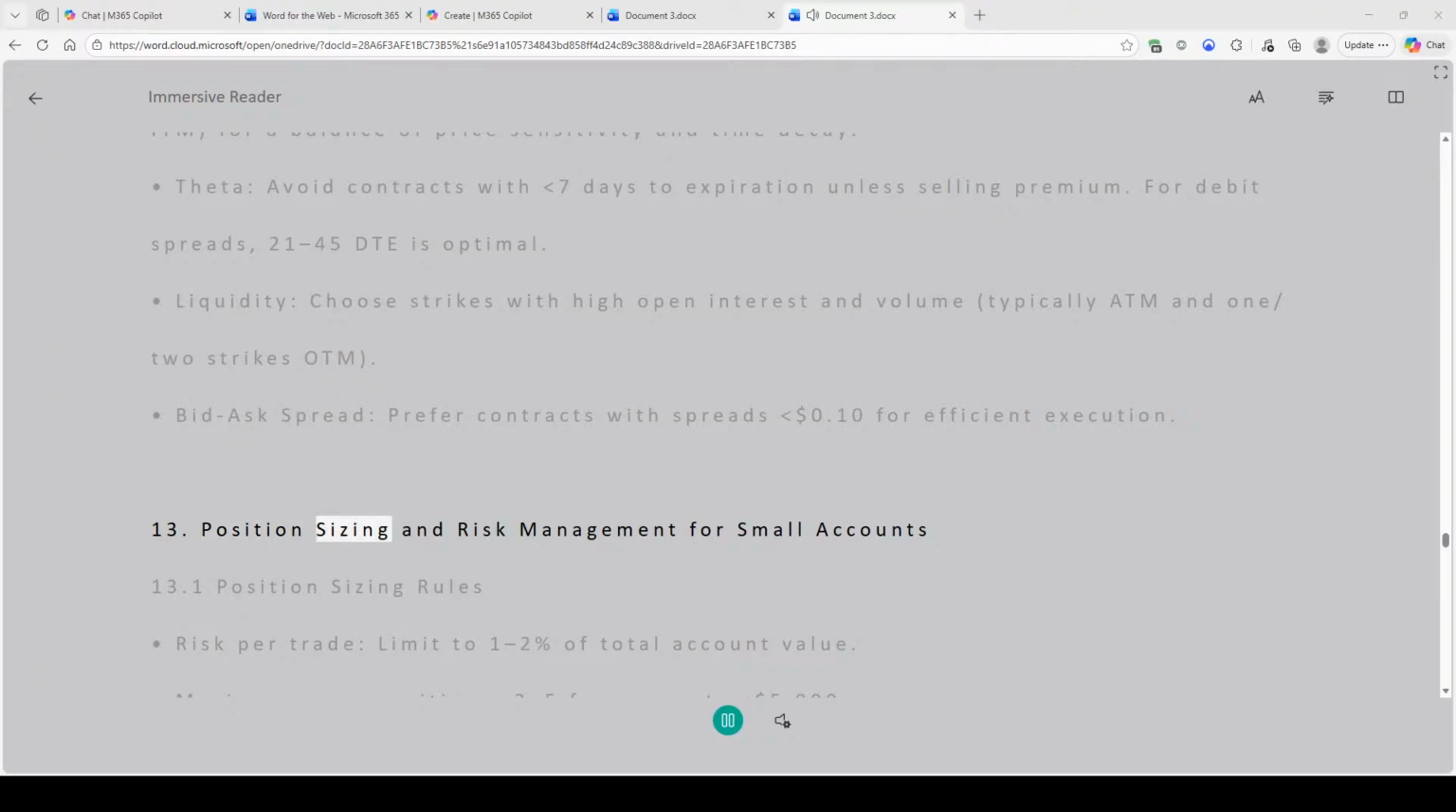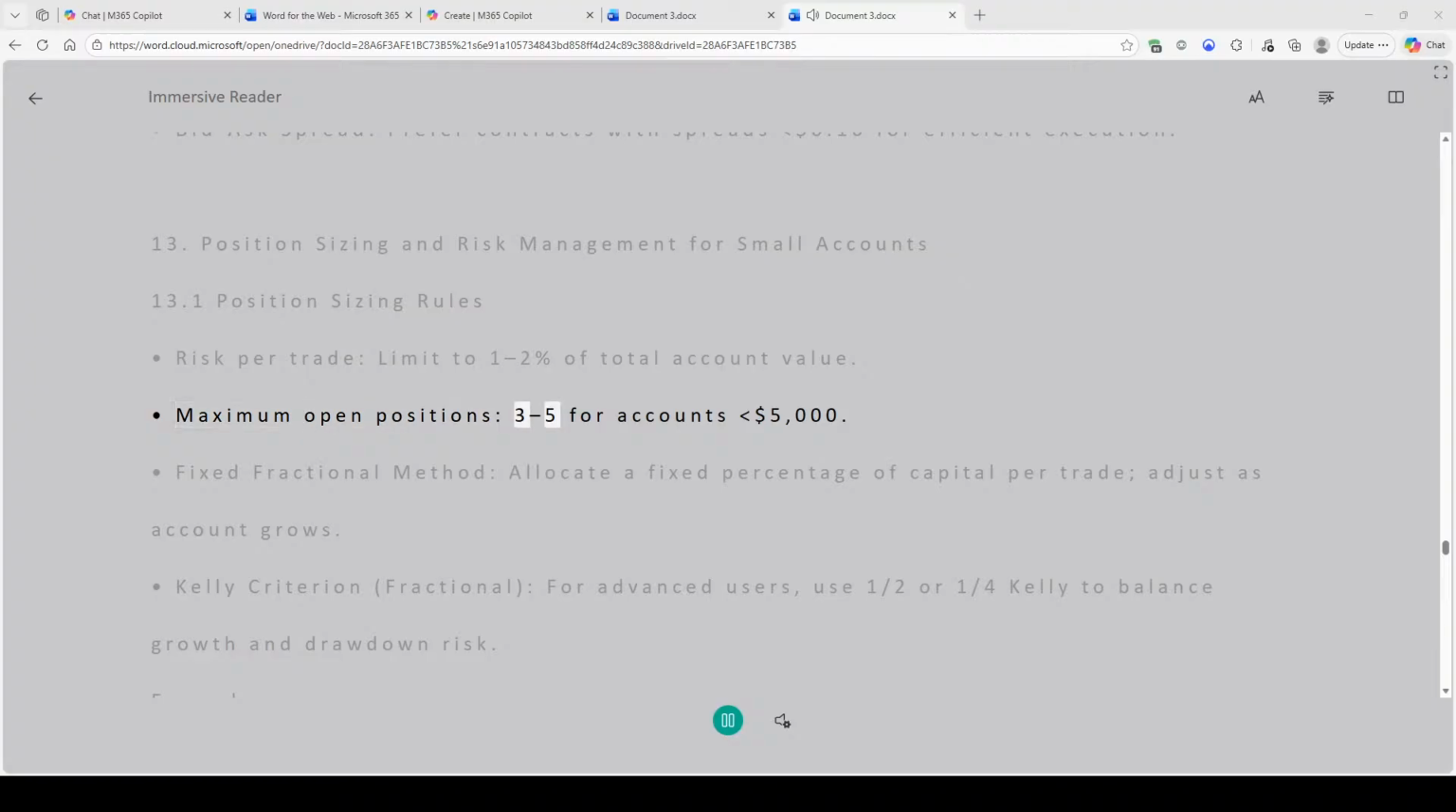13. Position sizing and risk management for small accounts. 13.1 Position sizing rules. Risk per trade, limit to 1 to 2% of total account value. Maximum open positions, 3 to 5 for accounts less than $5,000. Fixed fractional method, allocate a fixed percentage of capital per trade, adjust as account grows. Kelly criterion, fractional for advanced users, use 1/2 or 1/4 Kelly to balance growth and drawdown risk.